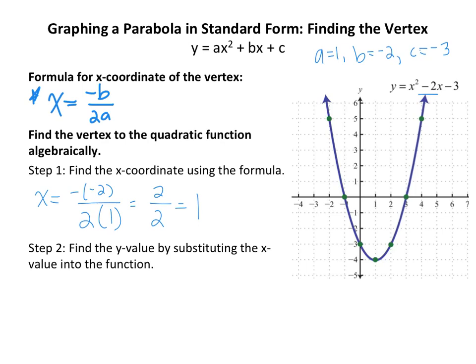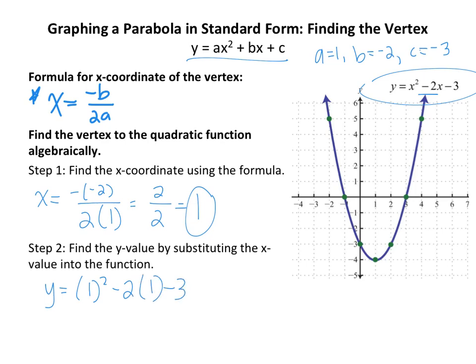The y value I'm going to find just by plugging this x value into the original equation. Okay, so we have y is equal to x squared, so 1 squared, minus 2 times 1, minus 3. Just subbed in our x value there. This is going to be equal to 1 squared is 1. Negative 2 times 1 is negative 2. Minus 3, working from left to right, 1 minus 2 is negative 1, minus 3 is negative 4.